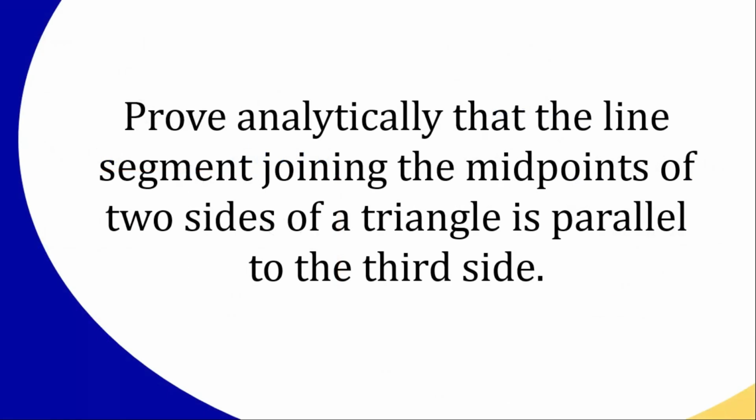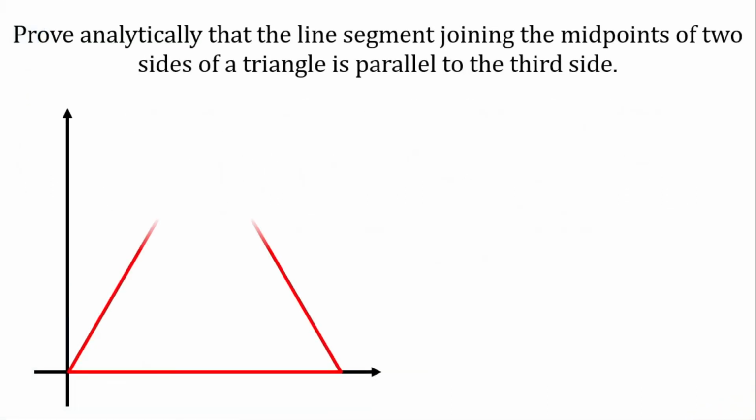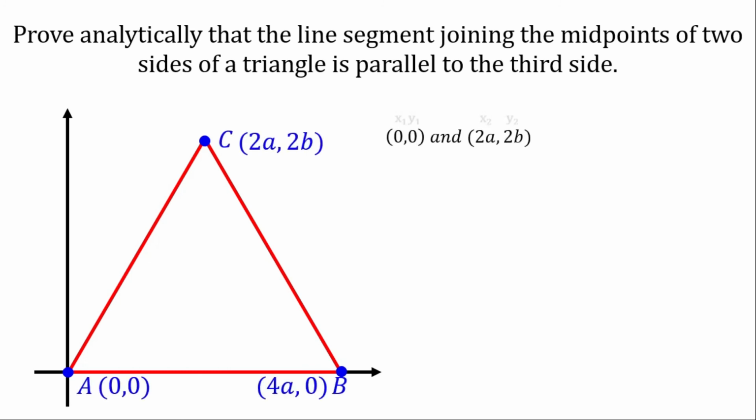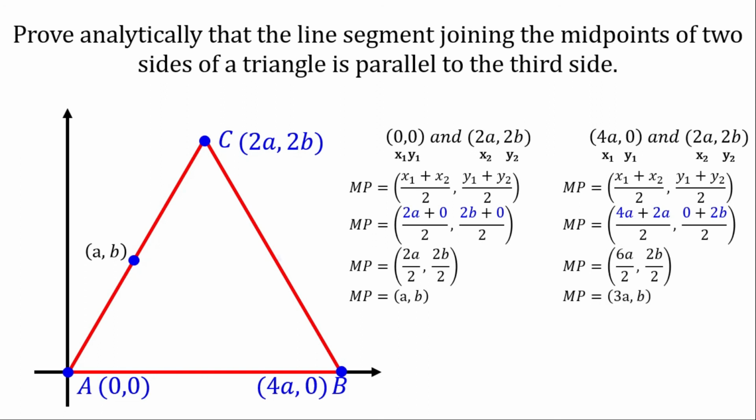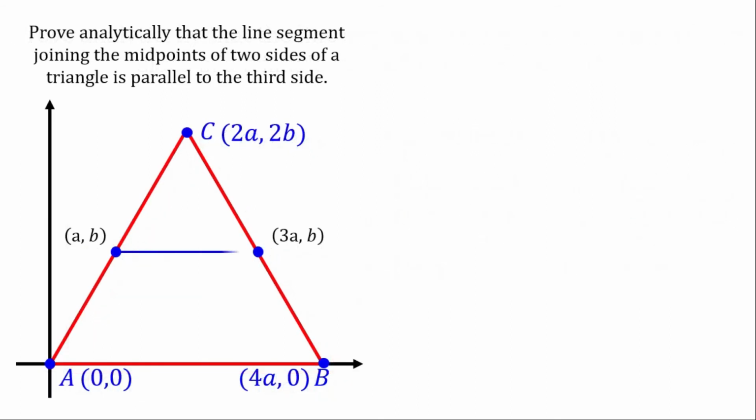For our last problem, prove analytically that the line segment joining the midpoints of two sides of a triangle is parallel to the third side. So let's get a triangle. Let's get the midpoint of AC, and let's get the midpoint of BC. So that's the midpoint. Let's prove analytically that the segment joining the midpoints is parallel to the third side.